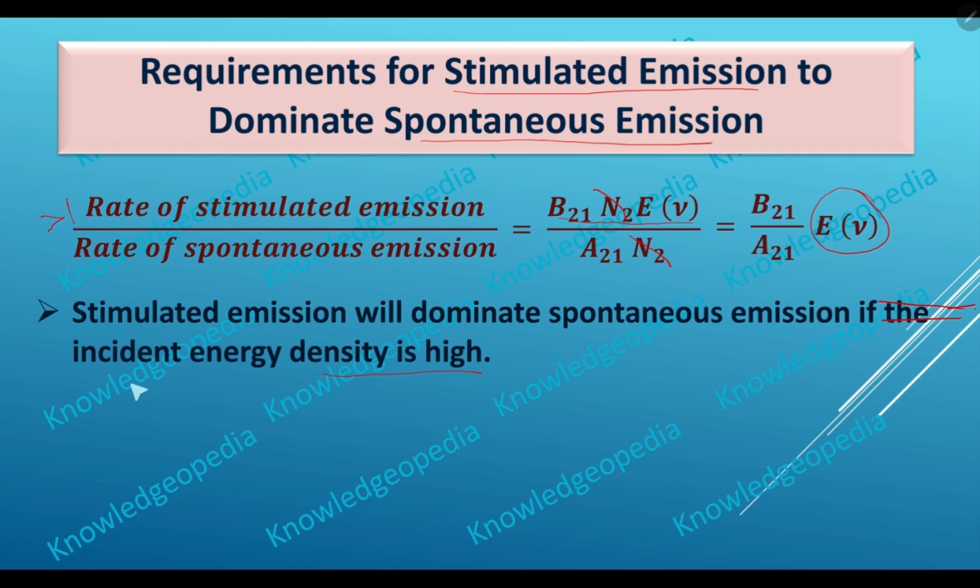But if I am increasing the energy density of the incident radiation, there is a probability that it will also increase the absorption process, right? Because absorption also depends on the energy density. So if the absorption process also increases, there is a chance that absorption may dominate over stimulated emission. So this is not the only condition under which we can get stimulated emission dominating over spontaneous emission.